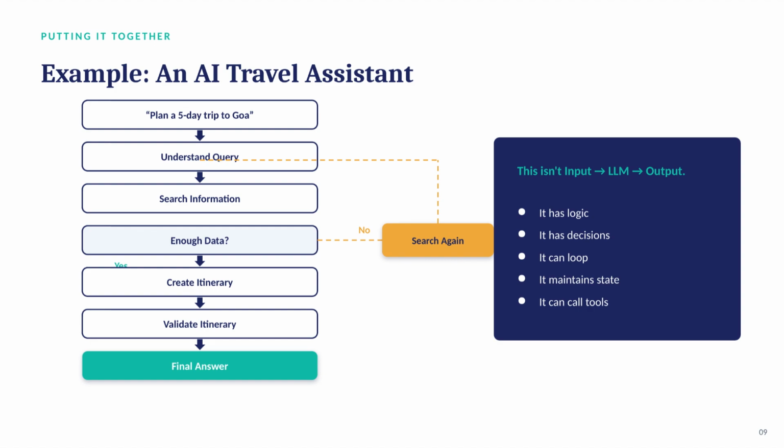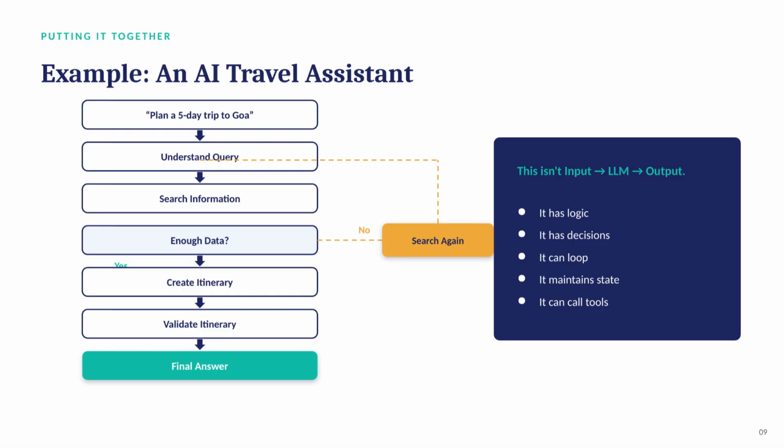Let's tie this together with a quick example. Say we're building an AI travel assistant, and the user asks, "Plan a 5-day trip to Goa." Our graph might understand the query, search for information, and create an itinerary. But what if the search doesn't return enough information? That's exactly when we'd add a conditional edge, checking whether we have enough data, and looping back to search again if we don't. Notice what's happening here.